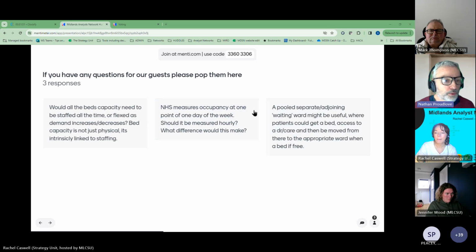So the first one is, yes, it's very dodgy, of course, thinking about a bed as a server, as a productive unit of resource. It assumes, yes, it's staffed and people are getting patients moved on.